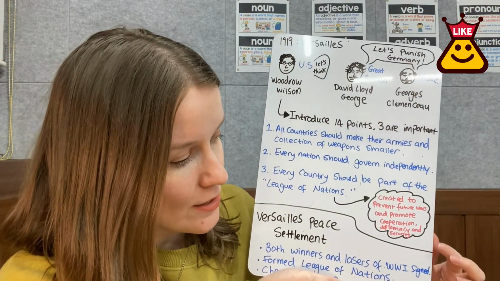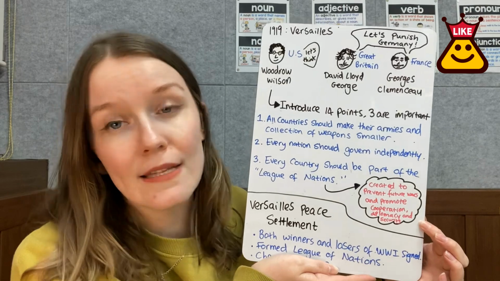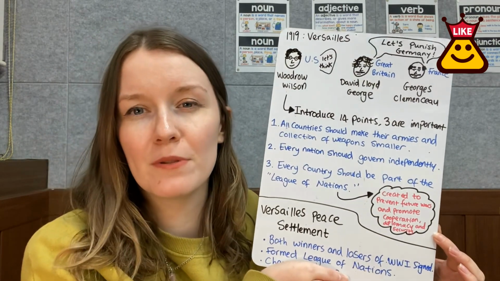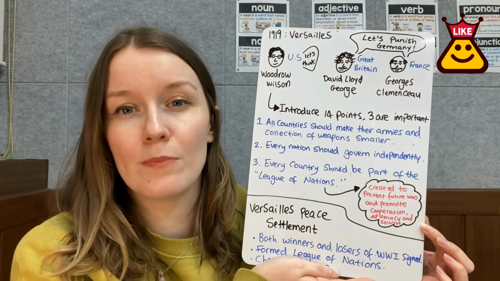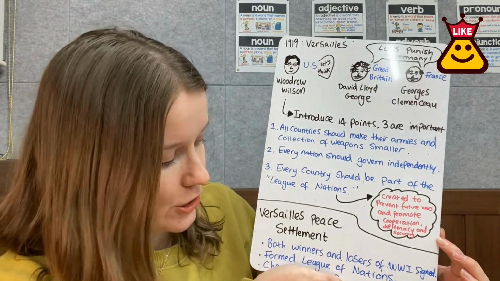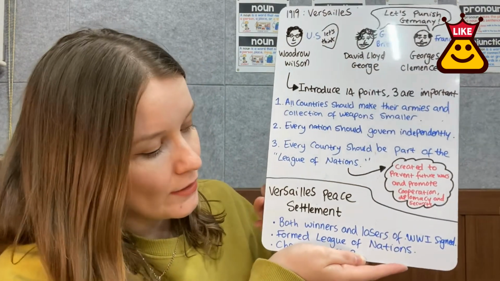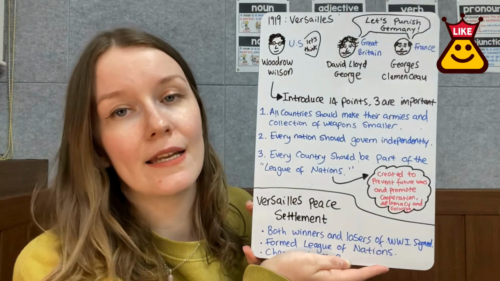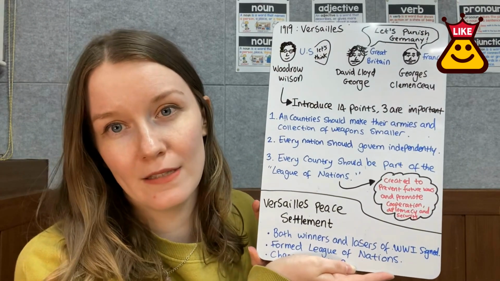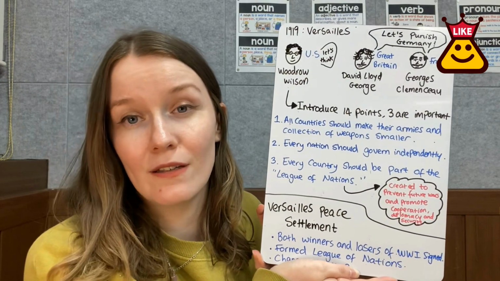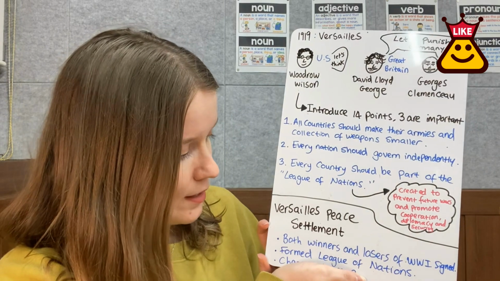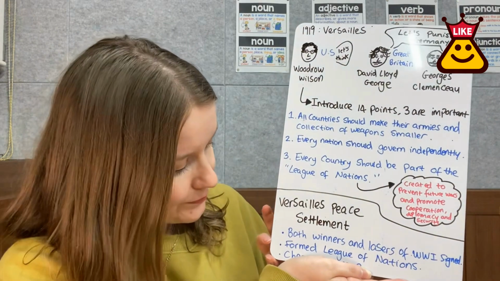And the League of Nations was basically going to be created to prevent those future wars. And it would kind of bring people together in cooperation and diplomacy. That was his dream. He really wanted to start the League of Nations. So what they ended up doing, they ended up signing this document, and it was called the Versailles Peace Settlement. And everyone had to agree to it, including the winners and losers of World War I. So they all signed it.